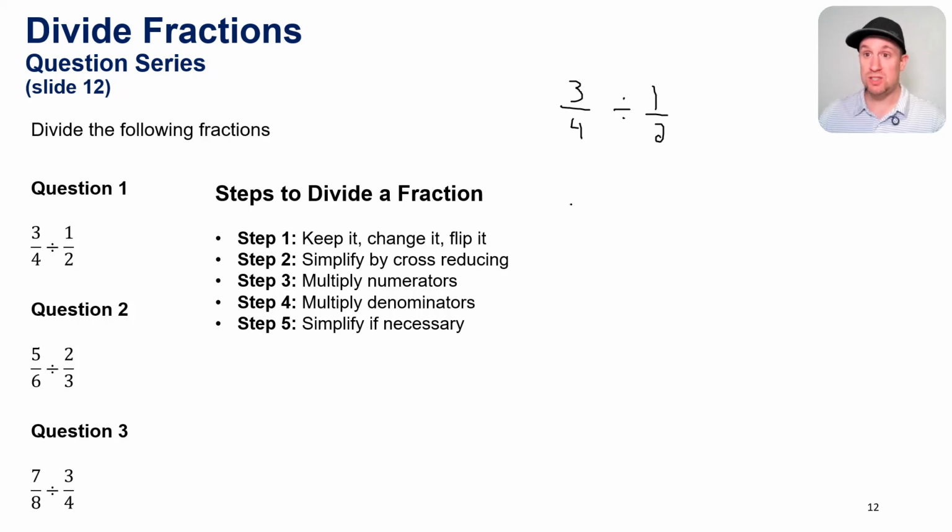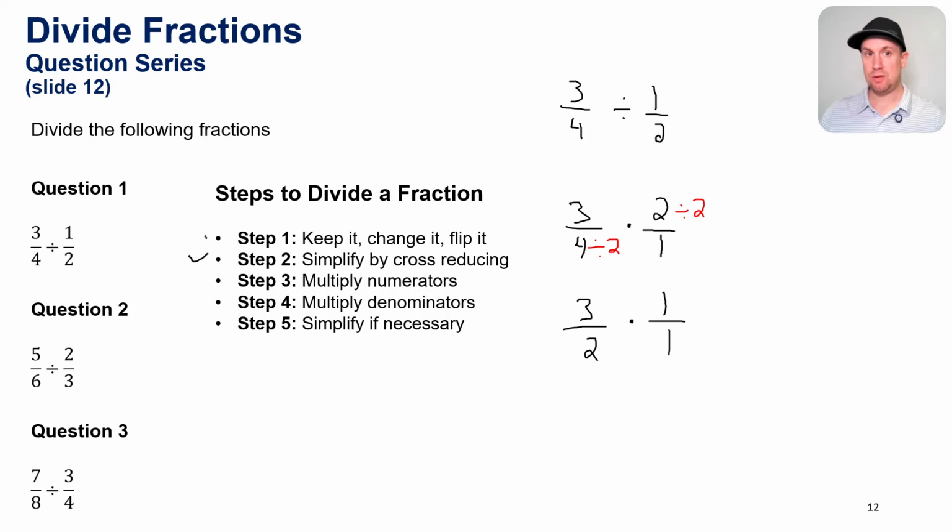So 3 over 4 stays 3 over 4. We keep it. Division changes to multiplication, and 1 over 2 flips to 2 over 1. So from here then, I can follow the same exact steps I did for multiplication. I can ask myself, can I simplify by cross-reducing? Well, 3 and 1 cannot be, but 2 and 4 can be. I can divide a 2 into both 4 and 2 here. So my new fraction now would read 3, 4 divided by 2 is 2, times 2 divided by 2 is 1, over 1.